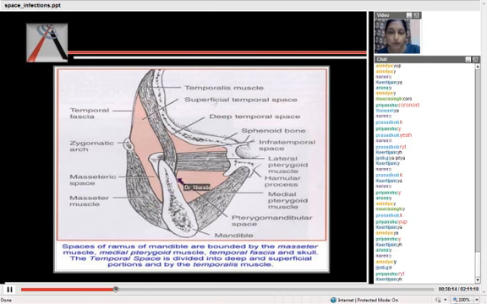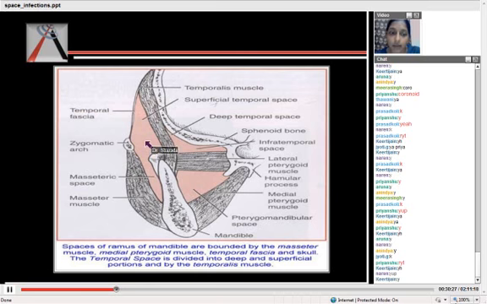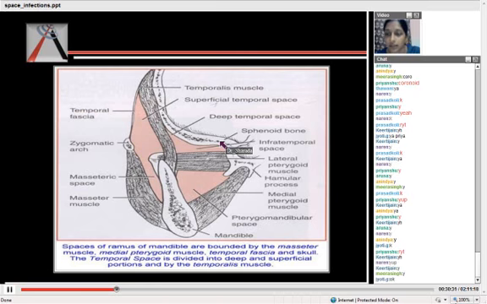Suppose you have an infection that perforates through this mandibular bone and comes off into this space. Where are the chances it might go? It can go here. It can go up to your zygomatic arch through the buccal space, and it can go up to your temporal fascia.